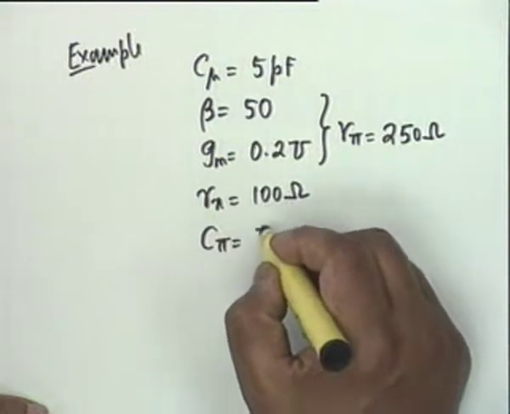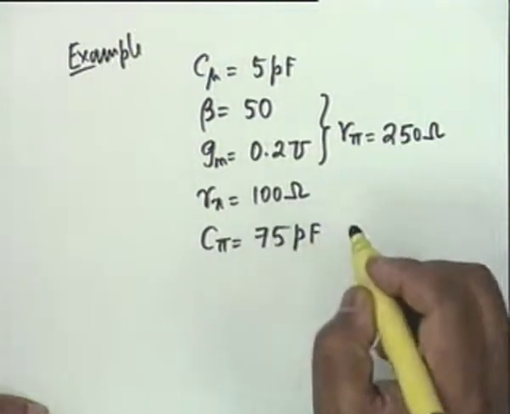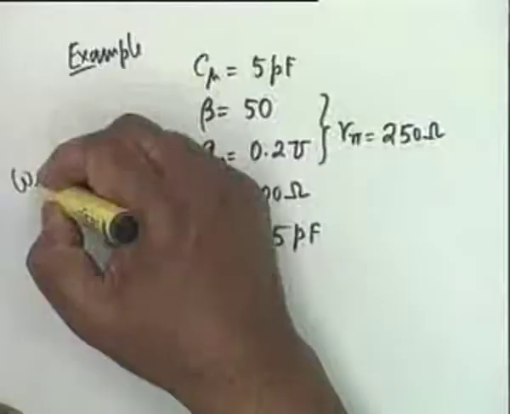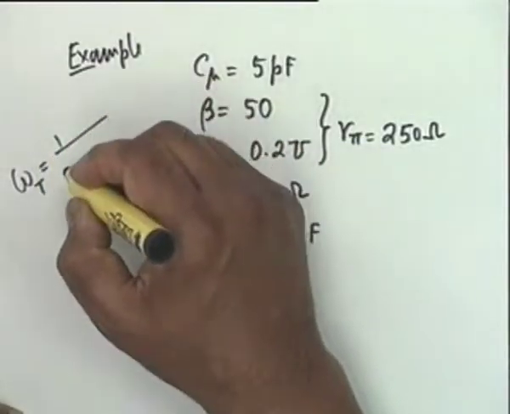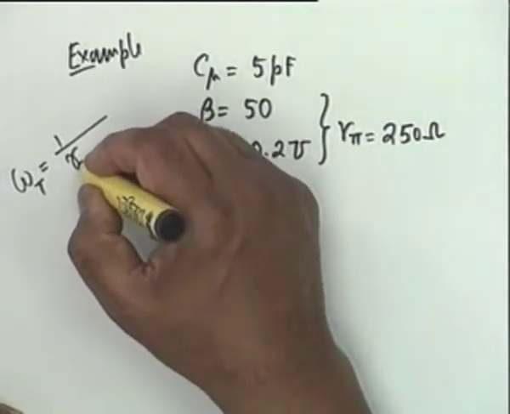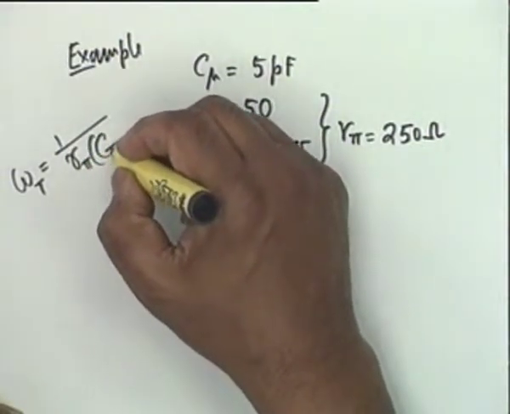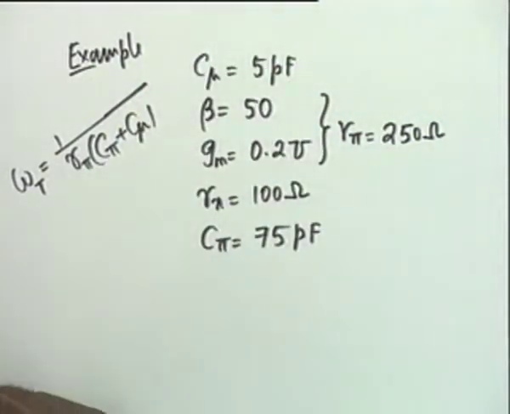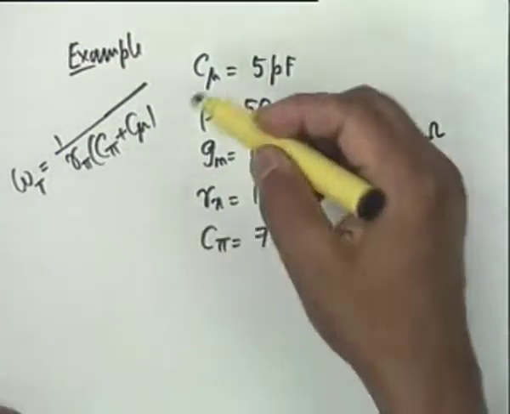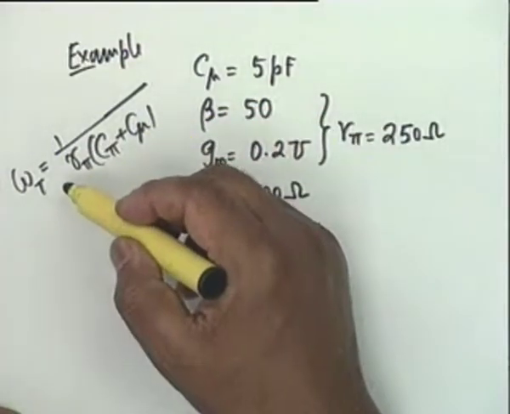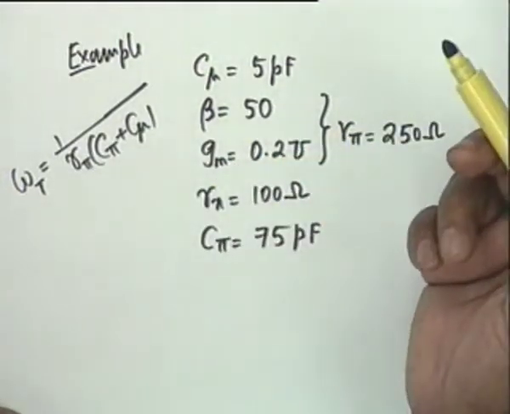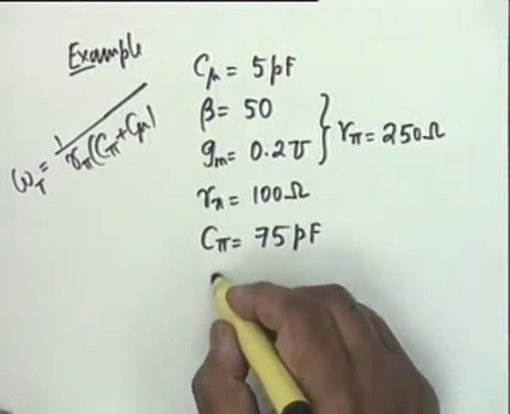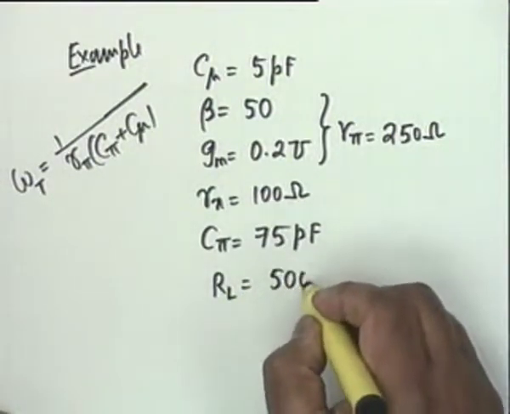Many a time C pi will not be given, but Ft will be given, and if that is the case, then you know omega t is equal to 1 over R pi times C pi plus C mu. This is the transition frequency or unity gain frequency. C mu is given, omega t is given, R pi is derived from the value of GM and beta, and therefore C pi can be found out. Alright, C pi is given here, and RL is 500 ohms.